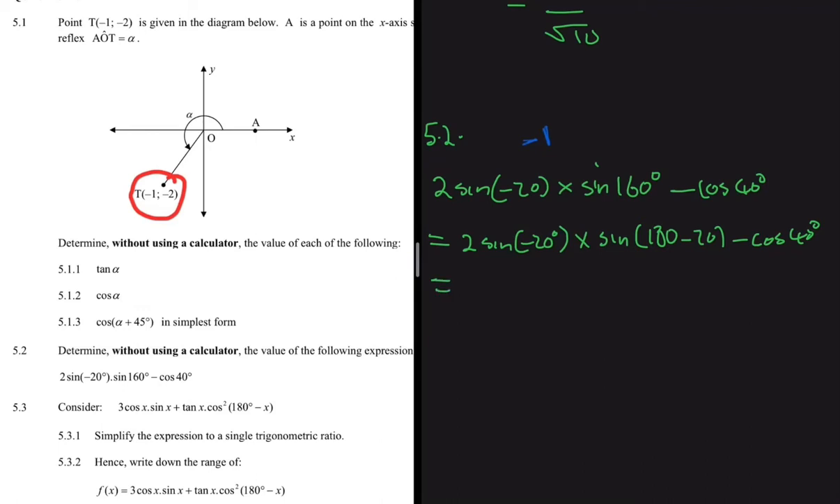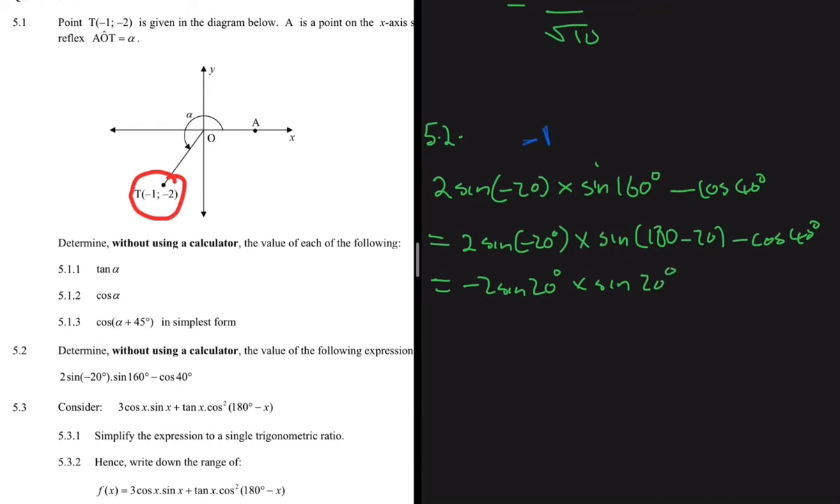So 2 sine of -20, that's the same as -2 sine of 20 degrees. And then sine of 180 minus 20. So we are in the second quadrant, right? 180 minus 20 degrees. We know fully well that sine is positive in the second quadrant. So we can write that as sine of 20 degrees.